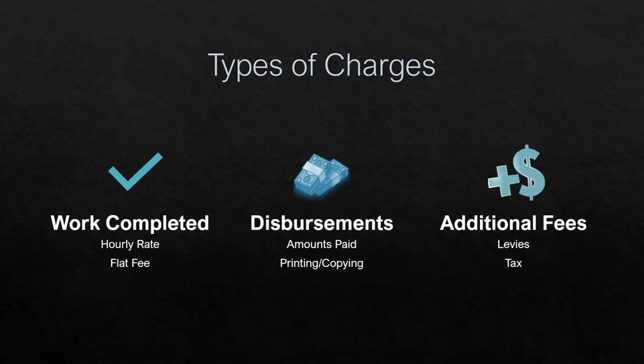There are a few kinds of charges that appear on an invoice. The first, and most common, is for the work that has been completed. This could be charges at an hourly rate or a flat fee. Second, there are likely disbursements. These are charges that are added onto your invoice that are not specifically for time spent working on the file. Lastly, there may be additional fees, such as sales tax or a levy. We'll look at each kind of charge in more detail.